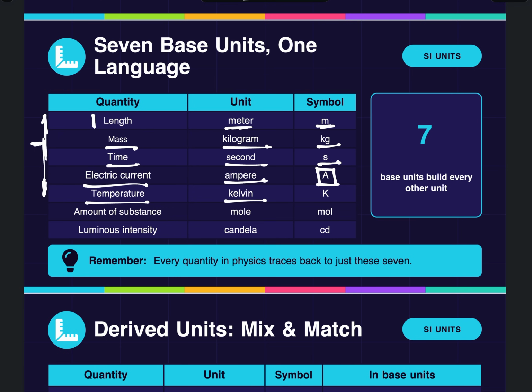Temperature, measured in Kelvin, denoted as K. So this is one of the trickier ones, right? Because usually we use Celsius or Fahrenheit. But Kelvin is specifically used for science because it's the point at which water freezes or boils. That's why it's more useful as a reference point than Celsius or Fahrenheit.